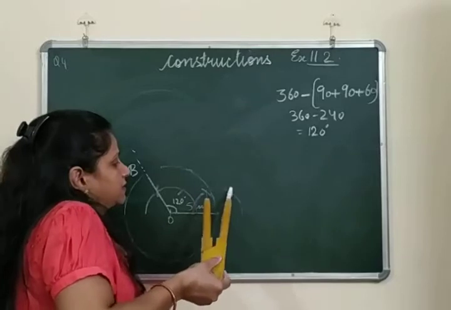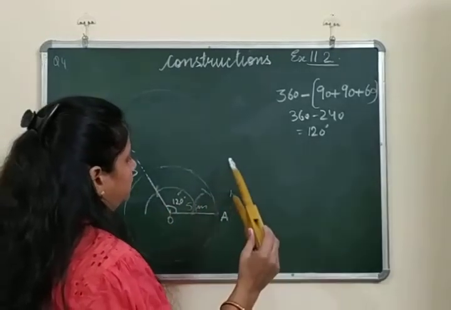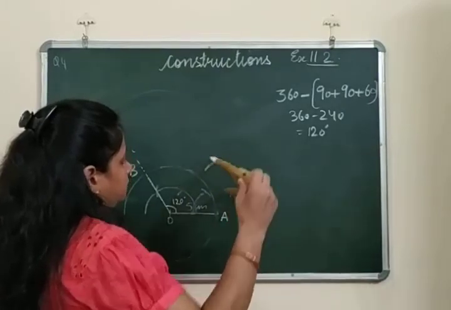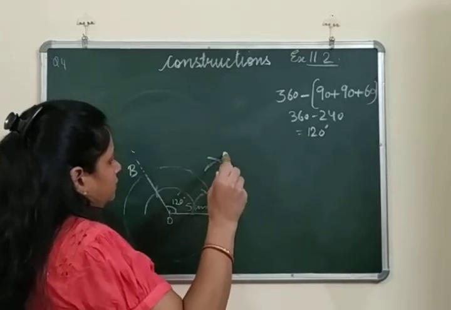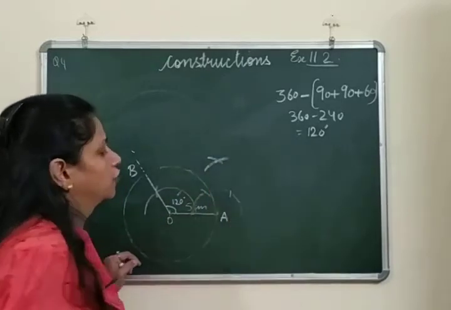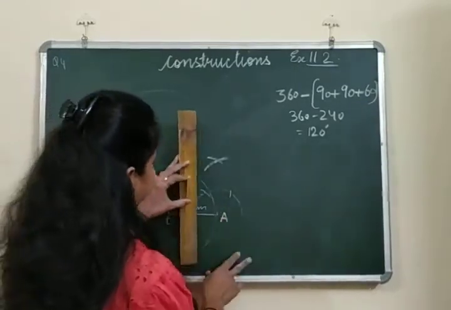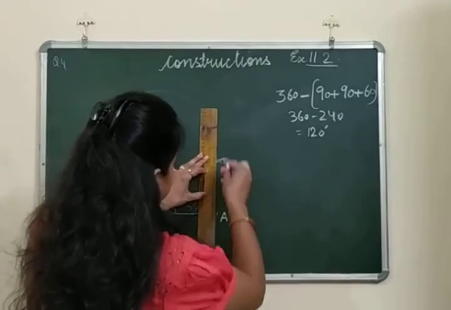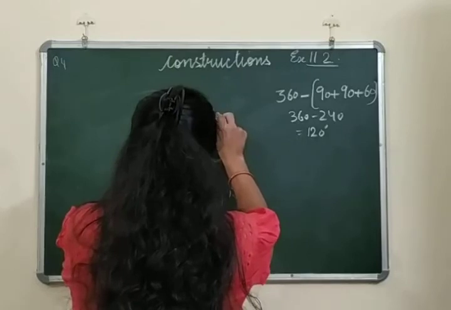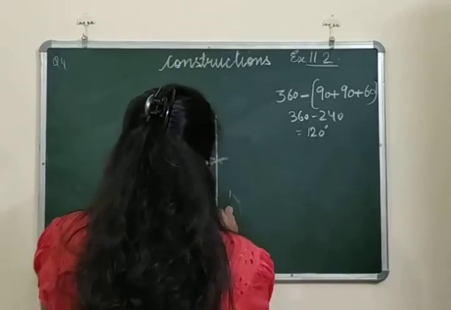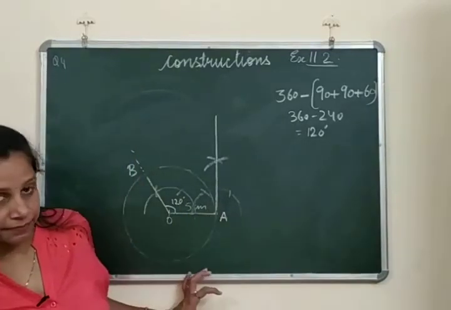then like this. Again, let's make one a little higher. Here, and join this point. This will be an angle of 90 degree. Then same way we have to draw an angle of 90 degree at B.